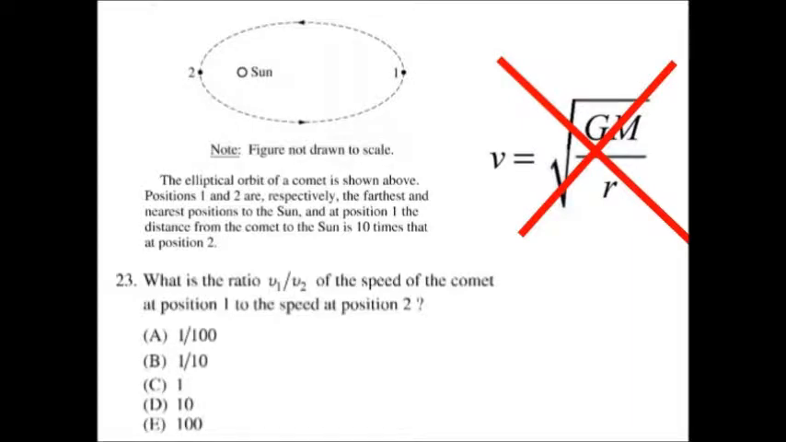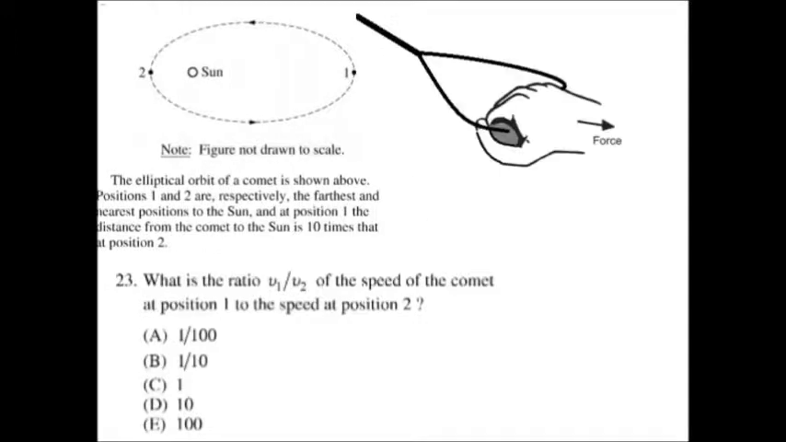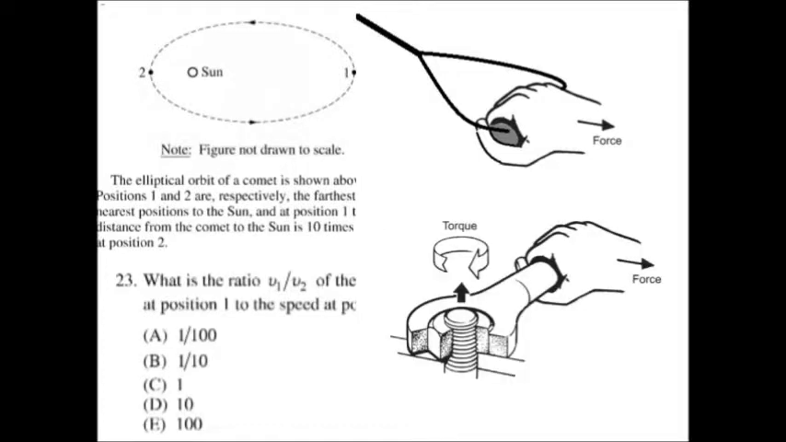I've made this mistake before, but why is it no good? That equation only works for a circular orbit, and you do not have a circular orbit here. So what do you have? I know what you're thinking: we have momentum. What does this have to do with momentum? Well, just as a net force can change the momentum of a system, so too can a net torque change the angular momentum of the system.